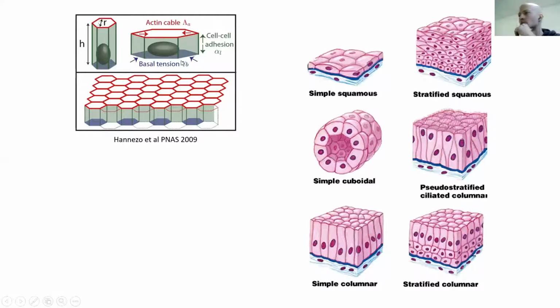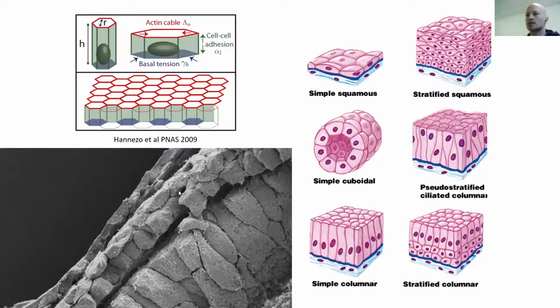Here are some examples of different types of epithelia you can get depending on how these forces play out in the tissue, from a simple squamous epithelium with flat cells to more complicated ones like stratified columnar, here on the bottom right. If I go back to the slide I had as background for my title, here you can see an example of three different types of epithelium.